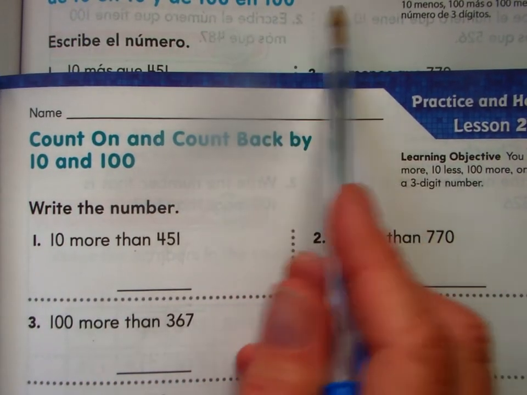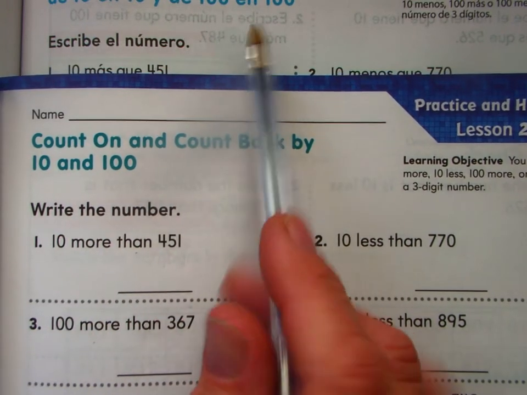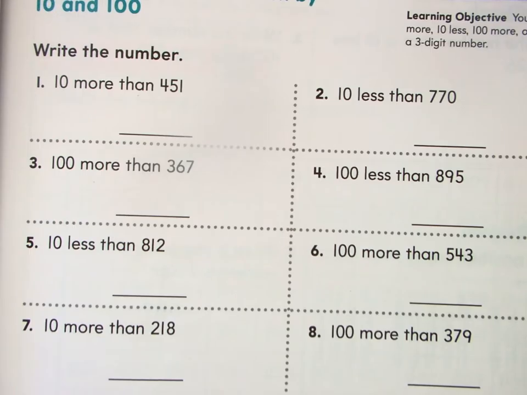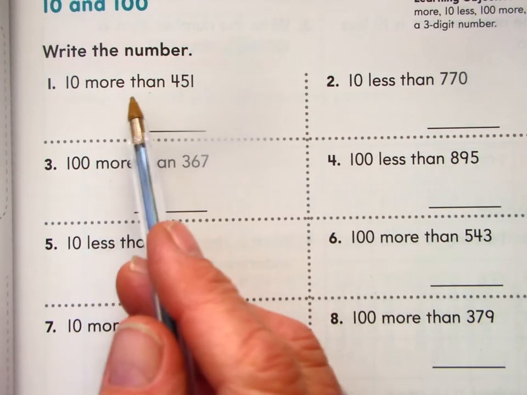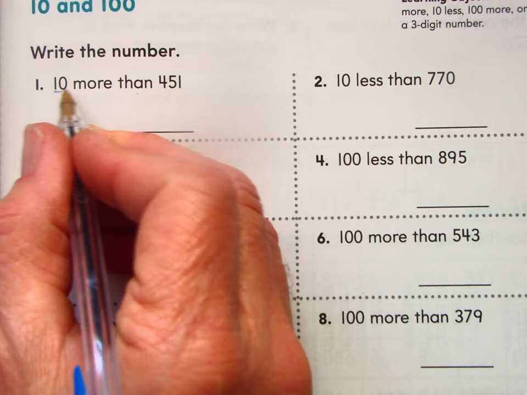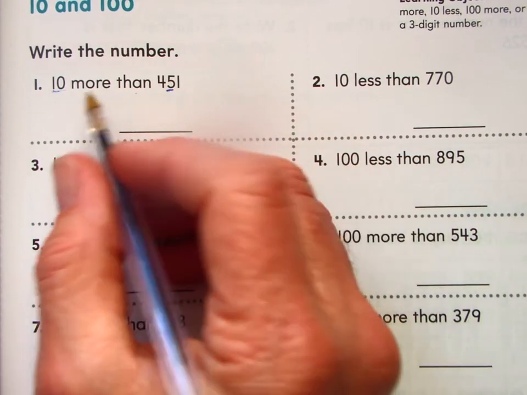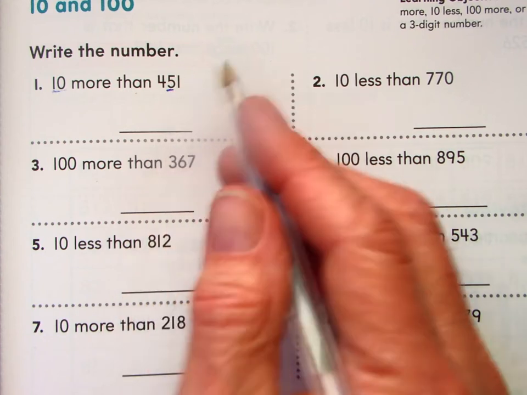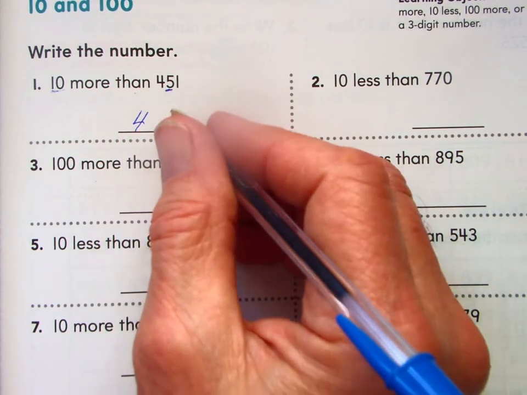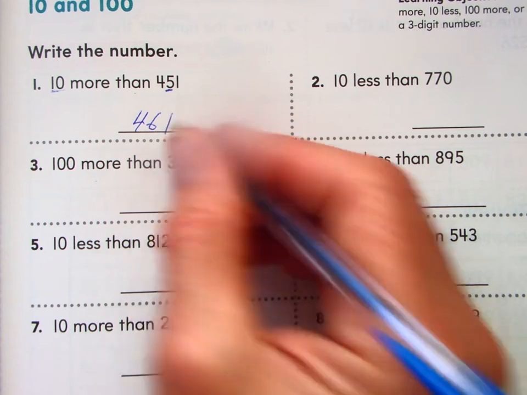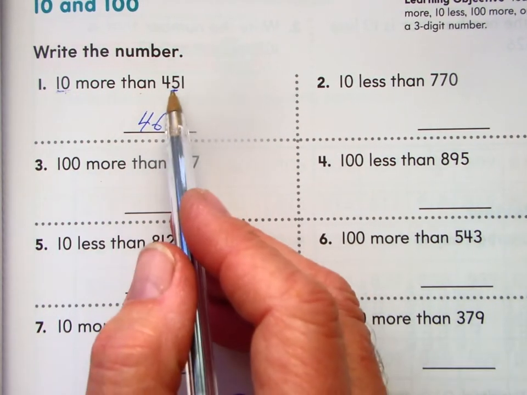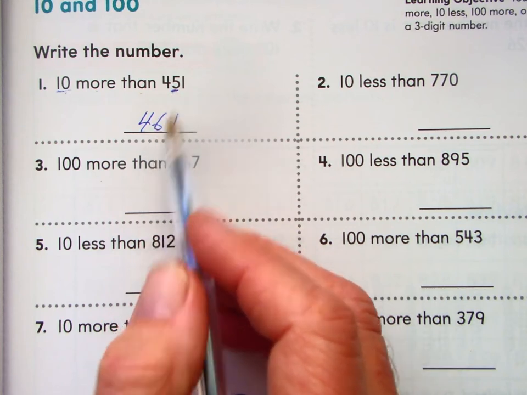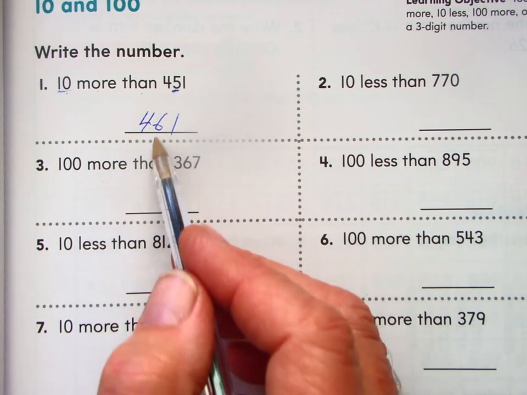Contar hacia adelante y hacia atrás de 10 en 10 y de 100 en 100. De 10 en 10 y de 100 en 100. 10 more than 451. Now we're talking about a 10. This is the 10s. And we want 10 more than 451. So we have to add a 10. 461. When it says 10 more, cambiamos las decenas. Y es más, por eso es una más decena. You put 1 more 10 because it says 10 more.